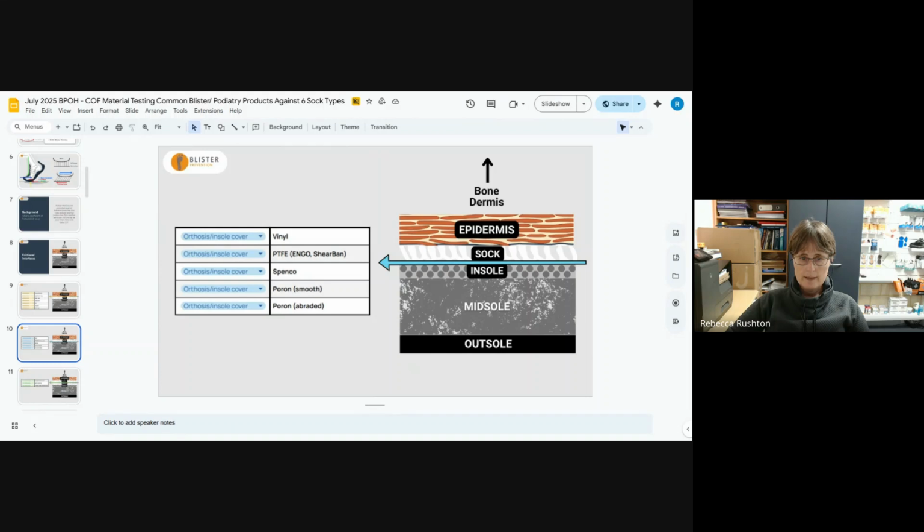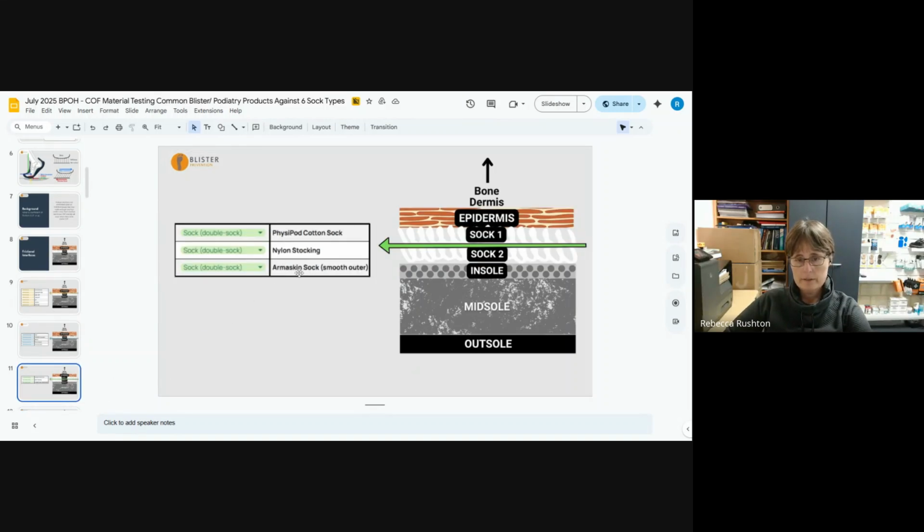Then I looked at some other materials, the types of things that we use as insoles, or we stick to insoles, or orthotics. So vinyl, Engo patches, Spenco, and Poron. So these are the things that typically interface or can interface with the sock.